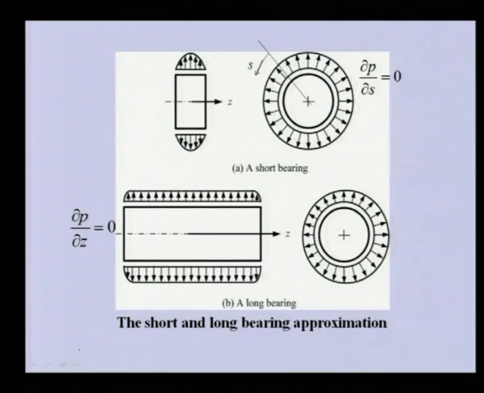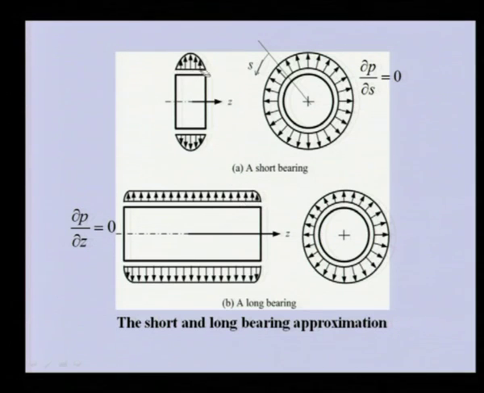Before that, let us see how to solve the partial differential equation in closed form. Using two basic assumptions, one the short bearing approximation and the other the long bearing approximation, we can simplify that Reynolds equation. Short bearing means the axial length of the bearing is short as compared to this one.